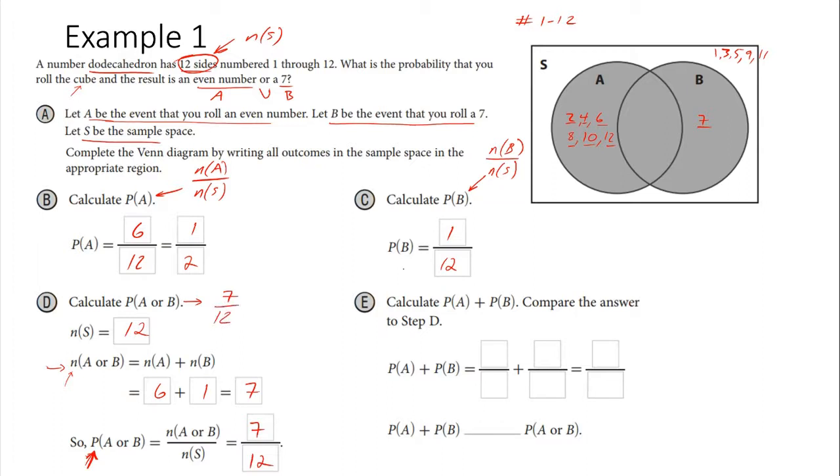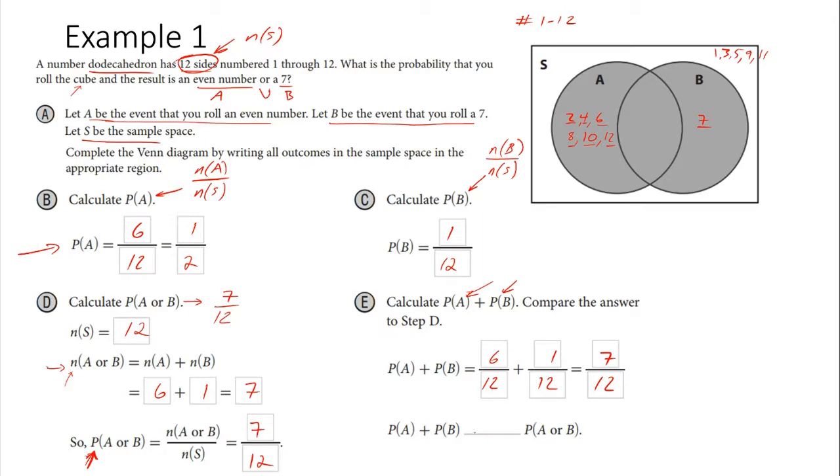Pretty good odds. All right. Now let's go ahead and calculate the probability of A plus the probability of B, and we compare it to step D. So the probability for A again was 1 out of 2. I'm going to go ahead and leave it as 6 out of 12. Okay, and that's from over here. Plus the probability of B, which again was 1 out of 12. If we add those together, 6 plus 1 is 7, common denominator, and look at that.